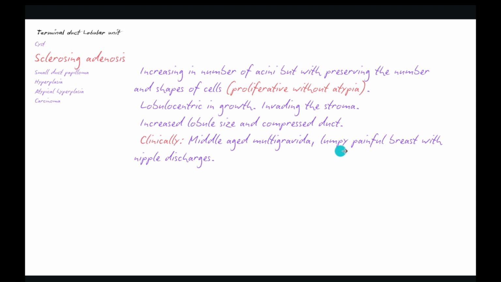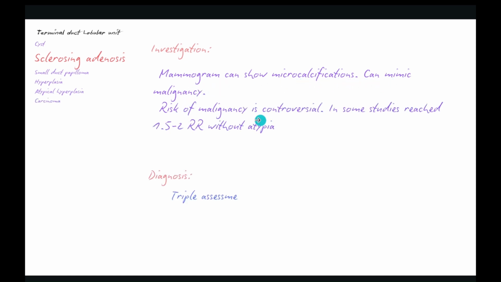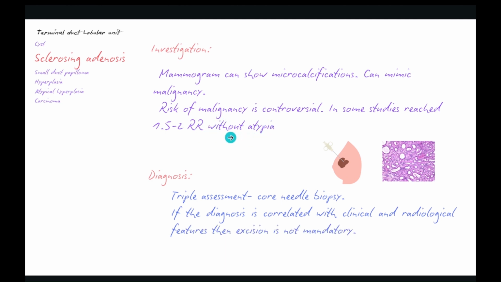On physical examination, you will find that the patient has a lumpy, painful breast with nipple discharge. Because of a lot of glands, there are a lot of secretions, so these secretions will appear on the duct. The patient can be diagnosed by mammogram, and mammogram can show microcalcifications which can mimic malignancy. The risk of malignancy in such lesions is controversial. In some studies, it reaches 1.5 to 2 relative risk if the lesion is without atypia.